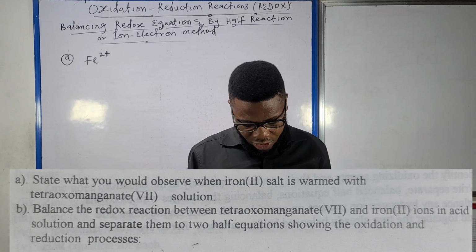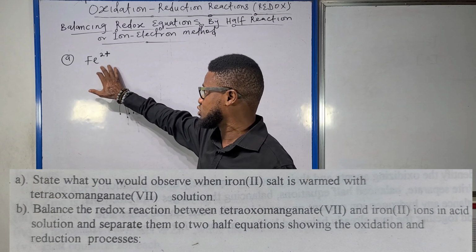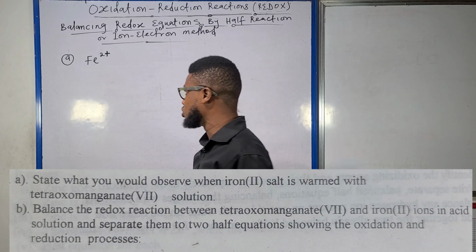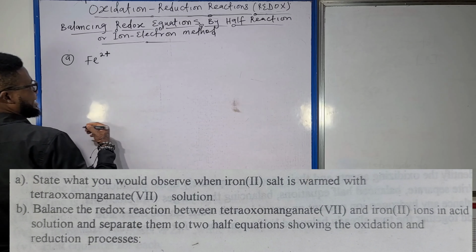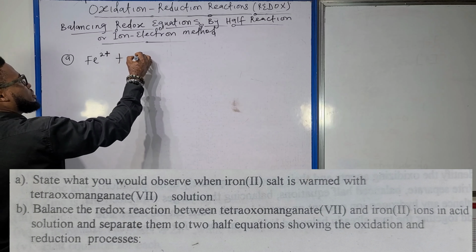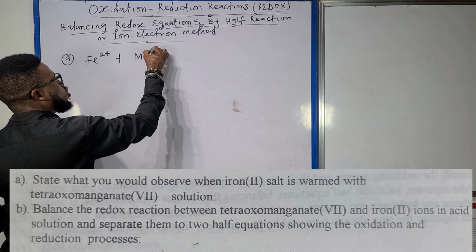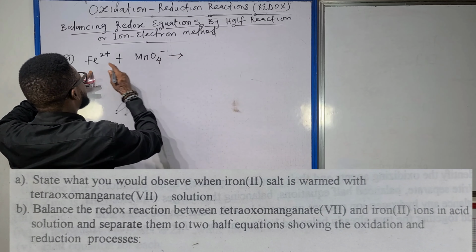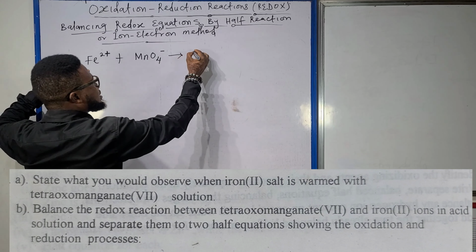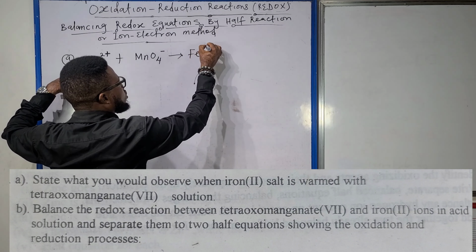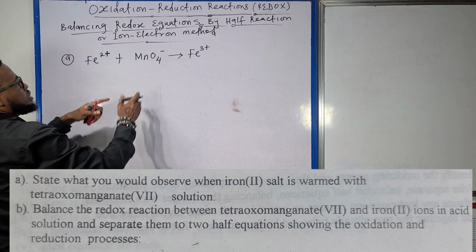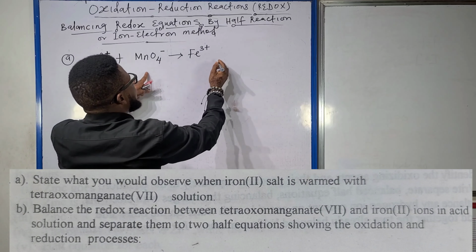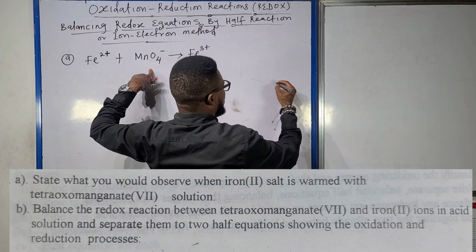State what you would observe when iron 2 salt. To say iron 2 salt is to say iron 2 ion is warmed with tetraoxomanganate 7 solution. To say tetraoxomanganate 7 solution is to talk about MnO4 minus. And anytime iron 2 ion goes into a reaction, it's very likely going to end up with iron 3 ion.